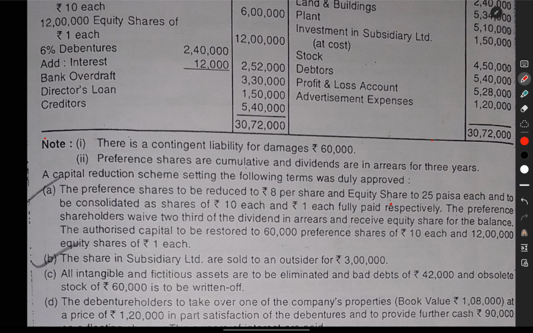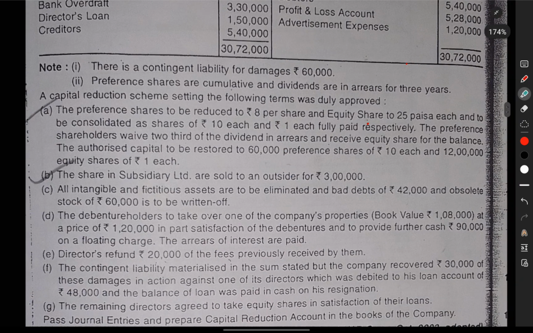There is a note. There is a contingent liability for damages rupees 60,000, and preference shares are cumulative and dividends are in arrears for 3 years. But we will solve this after adjustments 1 to 3, A, B, C, D. Then we will move to contingent liability and preference shares.